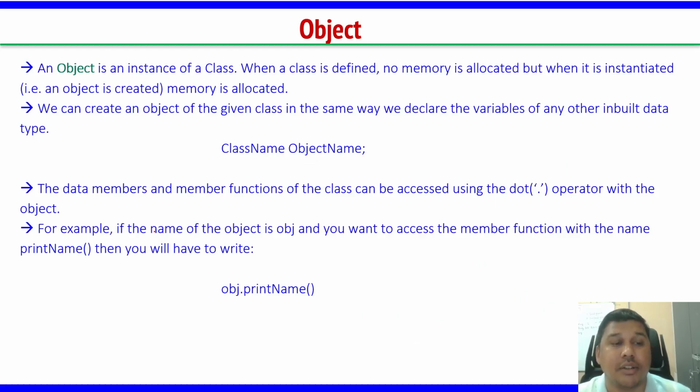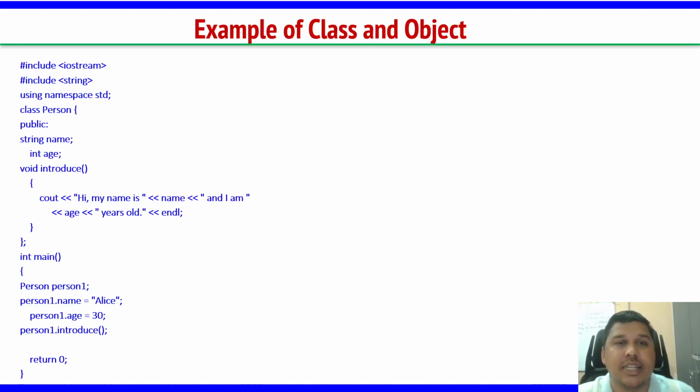Okay, right. So for example, if you have an object obj and you want to access the function printName, you have to write it like this. Let's see an example and understand it much more clearly. See an example of class and object.